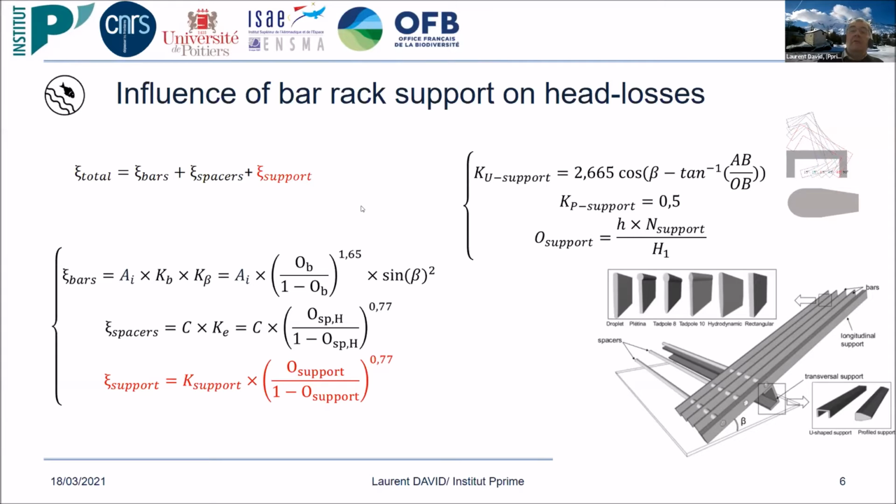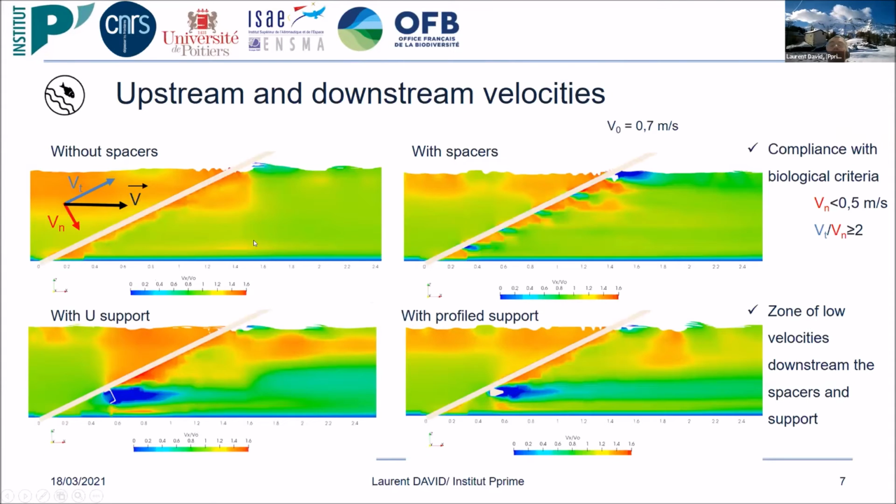Another example of result is the upstream and downstream velocity. Also for inclined solution, it's really important to validate what we have upstream of the bar rack, also close to the bar rack: the normal velocity and the ratio between the tangential to the normal velocity. And the second parameter is downstream, where we have to verify that we have a homogeneous flow, because it could affect the efficiency of the turbine.